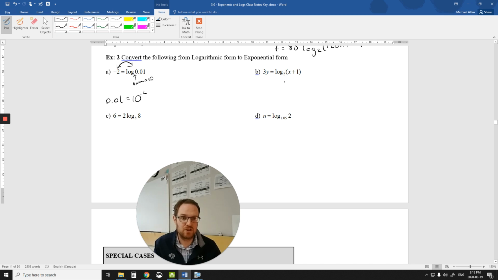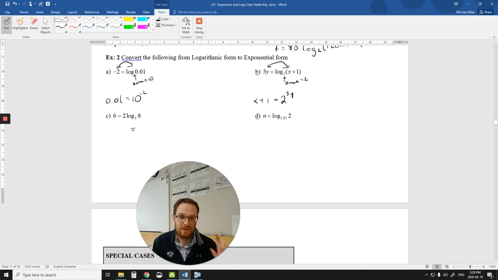So here my base is 2. So I know this is going to be 2 to the power of something, and then these two pieces are going to switch their spots. So this is 2 to the power of 3y, sorry, and then it's going to be x plus 1.